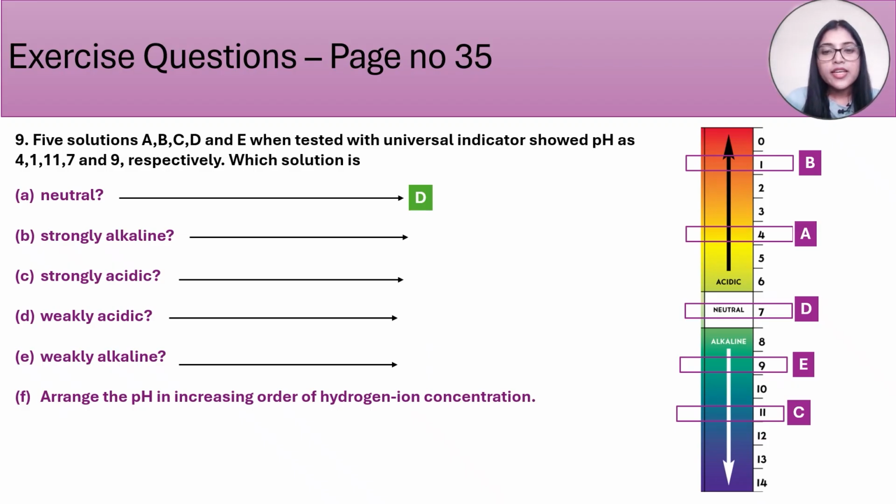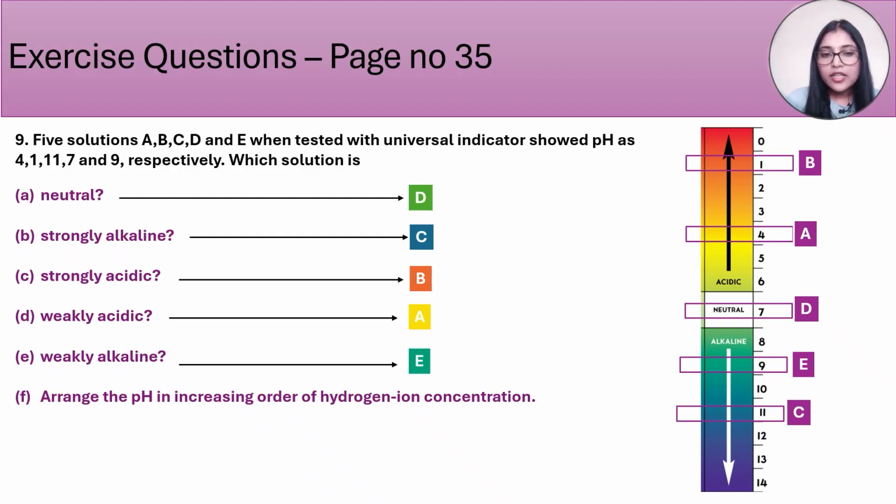Which one is strongly alkaline? So the strongly alkaline one we can see here is C, which is in the bottom of the alkaline on the pH strip. Strongly acidic. Which one is strongly acidic? The solution that is on the top of our pH scale is the strongly acidic one, which is B. Which is weakly acidic? So the one with 4 as pH is weakly acidic. Weakly alkaline is the last one, which shows just below the neutral in the alkaline scale at 9.